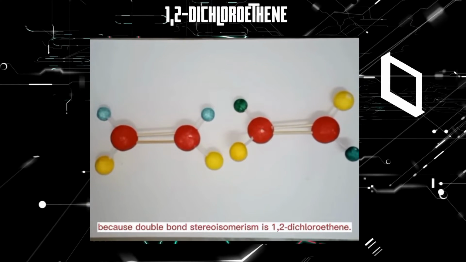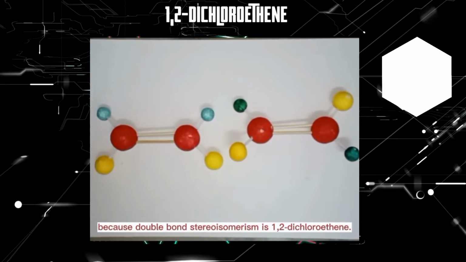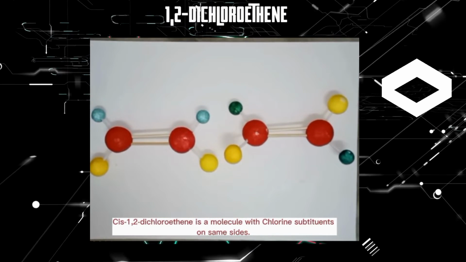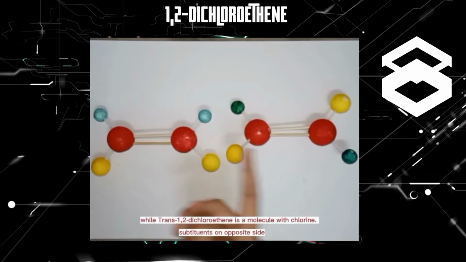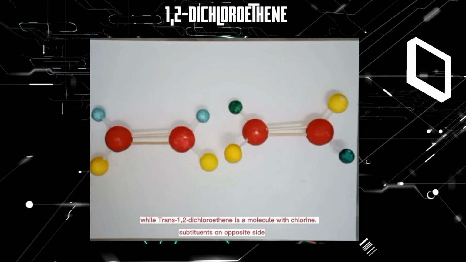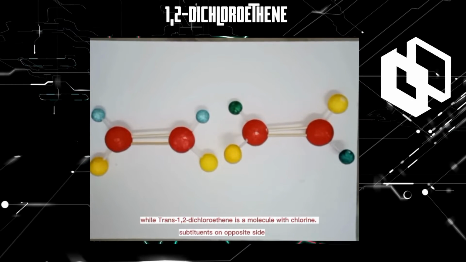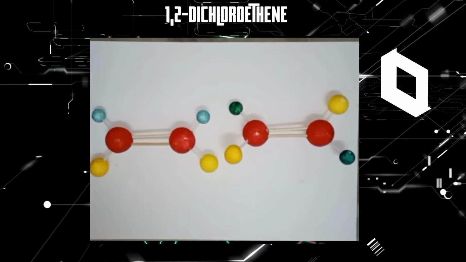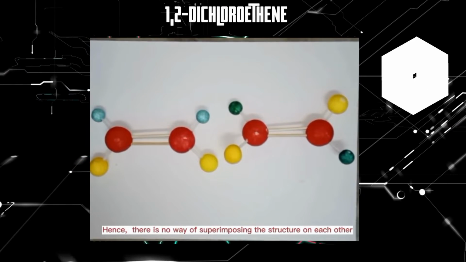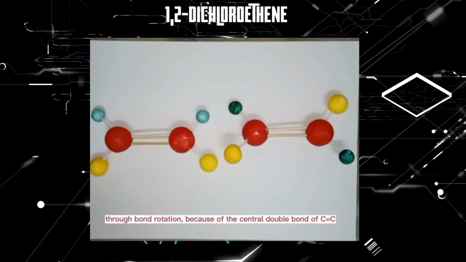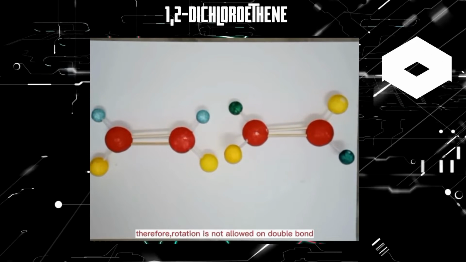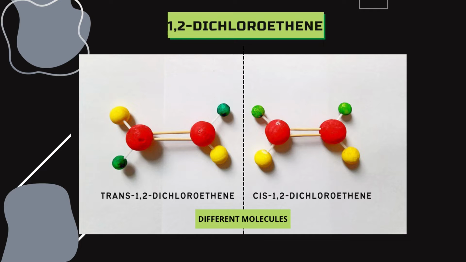Because of double bond stereoisomerism, there is cis and trans 1,2-dichloroethene. Cis-1,2-dichloroethene is a molecule with chlorine substituents on the same side, while trans-1,2-dichloroethene is a molecule with chlorine substituents on opposite sides. Hence, there is no way of superimposing the structures on each other through bond rotation because of the central C=C double bond. Therefore, rotation is not allowed on a double bond.